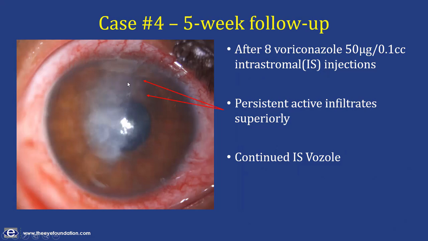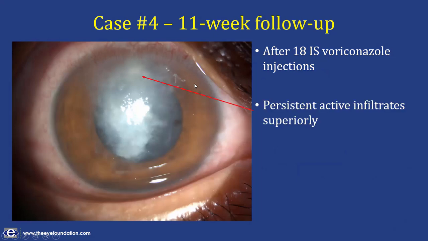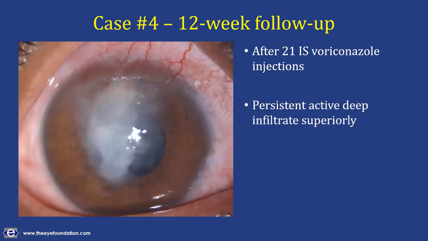So we decided to continue the intrastromal voriconazole. And this is after 18 injections. You can still see that there is persistent activity adjacent to the superior limbus. And we continued with another 3 injections, but we still had this persistent active deep infiltrate, and we were a little confused as to how to proceed in this case.